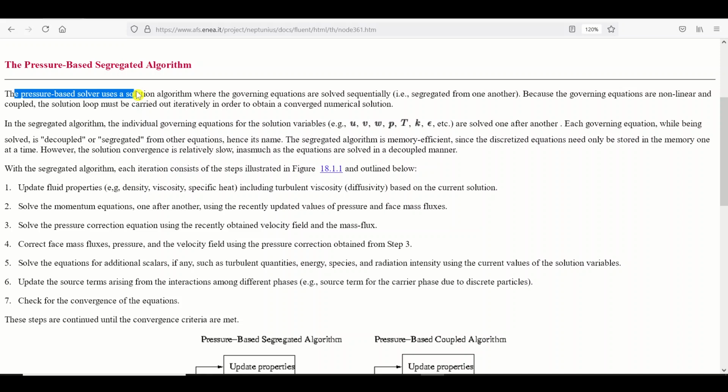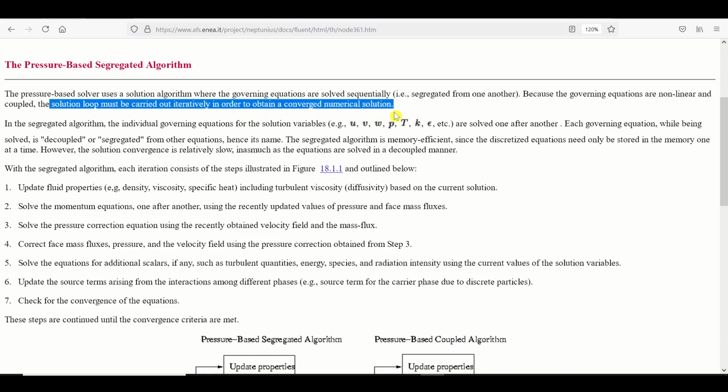Now the pressure-based solver uses a solution algorithm where the governing equations are solved sequentially. So this is more important over here, that the governing equations, whatever we have considered in our model or the simulation, those equations are solved in sequence. That is the reason segregated is the name that is given to this algorithm, right? Now, because these governing equations are non-linear, as I've mentioned previously, those equations are non-linear and coupled, the solution loop must be carried out iteratively in order to obtain a converged numerical solution. So we have already read about this.